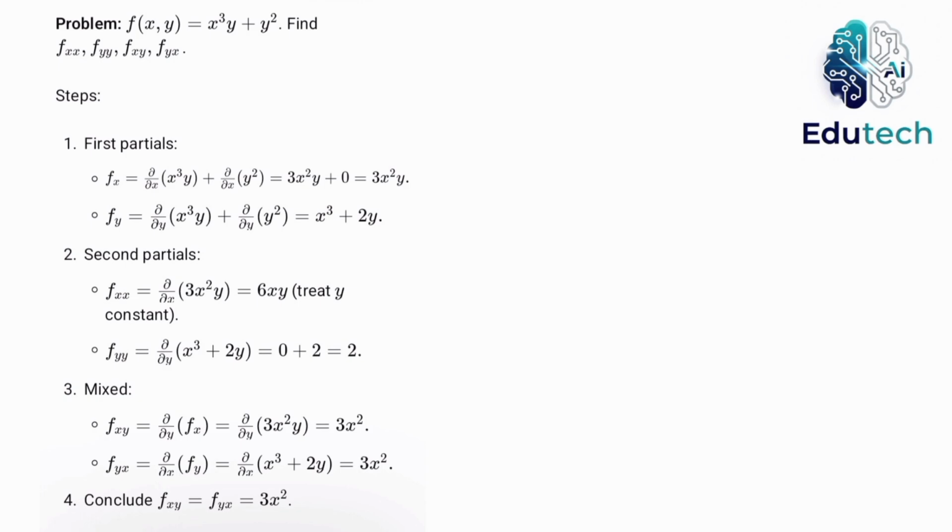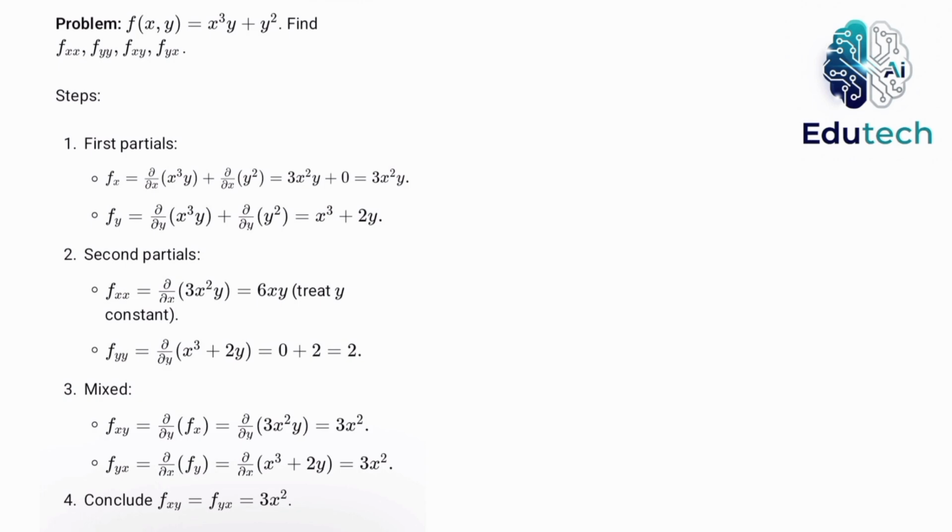The second partials. fxx is equal to ∂/∂x of 3x²y. So we get the answer 6xy. Treat y as constant. fyy is equal to ∂/∂y of x³ plus 2y. So we get the answer 2. We can mix this. fxy is equal to ∂/∂y of fx, that is ∂/∂y of 3x²y. So we get the answer 3x².